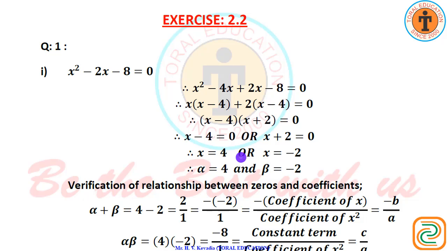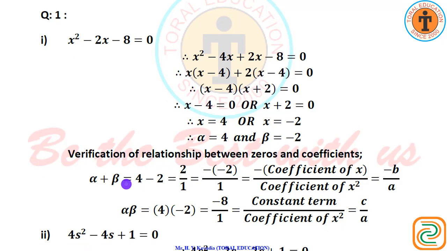We have the formula alpha plus beta equals minus b upon a. So we have to prove that alpha plus beta equals minus b upon a. So we have taken here alpha as 4 and beta as minus 2. 4 minus 2, that means 2 upon 1. 1 is there in the denominator of every number, right? Because it's a rational number. So 2 upon 1.